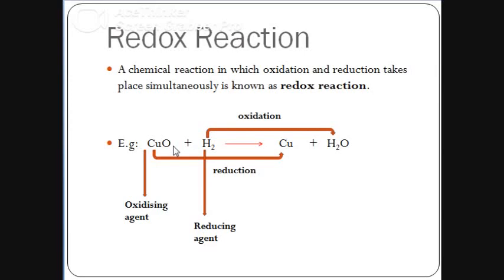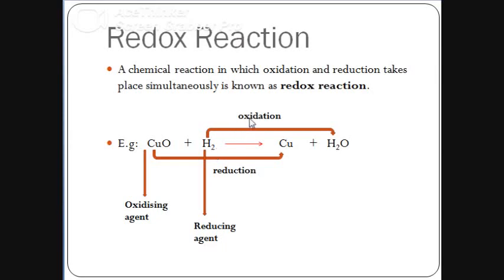So here in this case, first we discuss oxidation. Here oxygen is removed from copper and is being added to hydrogen to form water. So here hydrogen is oxidized. You will not write that water is oxidized. You will write that on the reactant side oxygen is added to hydrogen, so hydrogen is oxidized. So this is about oxidation.